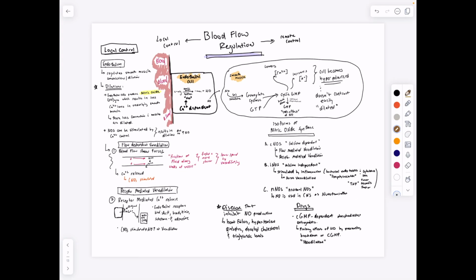All right, so this is lecture 11, blood flow regulation. Now that we know some mathematical stuff about blood flow, we really have two main ways of regulating blood flow. One is locally with the endothelium, and two is remotely using systemic, aka hormones, or neuronal control with the sympathetic or parasympathetic nervous system.